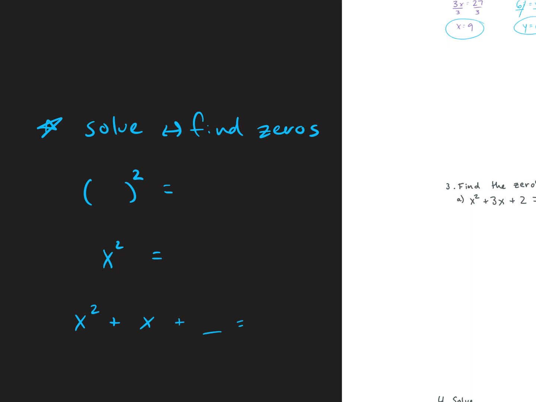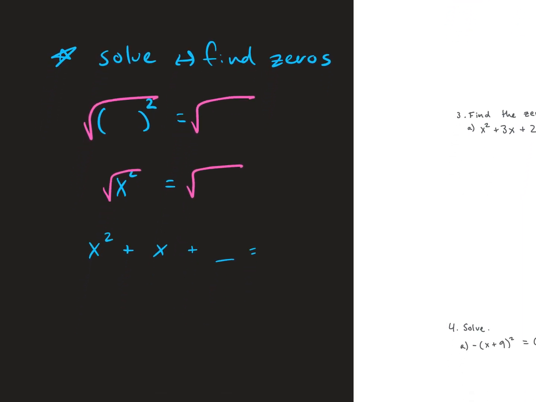For the first 2, if you have parentheses squared, you want to get the parentheses squared all by itself and then square root both sides. If you have an x squared, just an x squared with no other x's in it, you want to get the x squared all by itself and then square root both sides. But for the third one, what would I do to solve if we have an x squared and an x? Factor. For the third one, we have to factor.